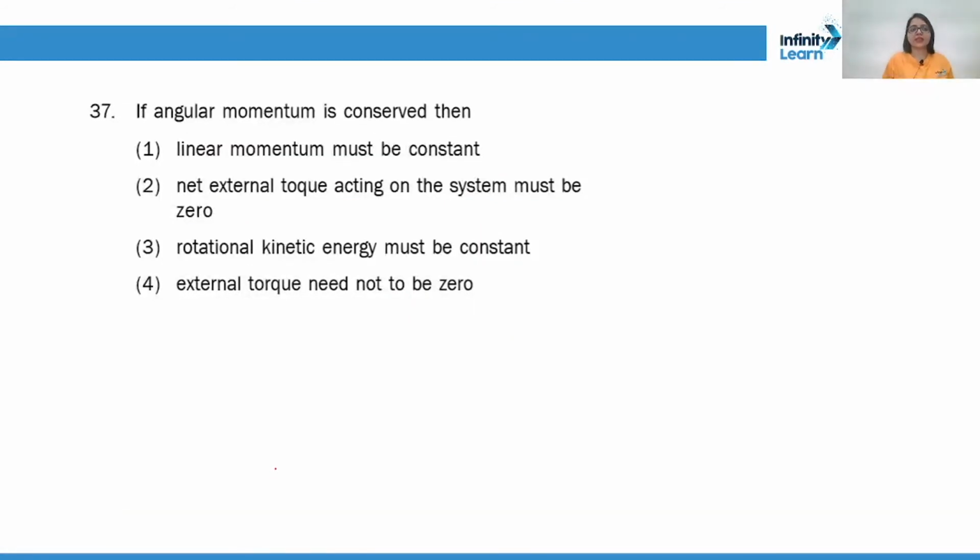Question number 37. If angular momentum is conserved, then linear momentum must be constant. Not necessarily true. Net external torque acting on the system must be 0. Yes, because tau is dL vector divided by dt. If angular momentum is constant, dL by dt will be 0 and net torque will be 0 on the system. So the correct answer is option 2.